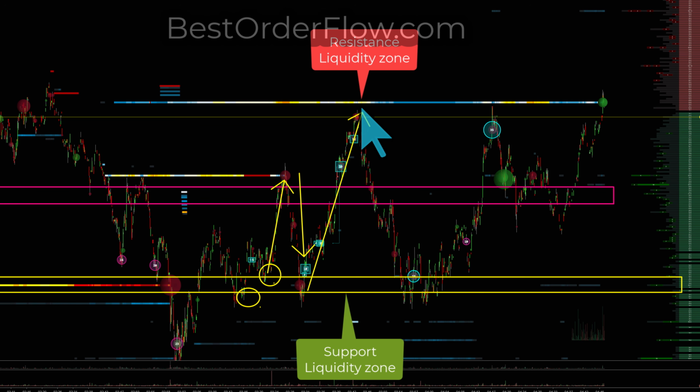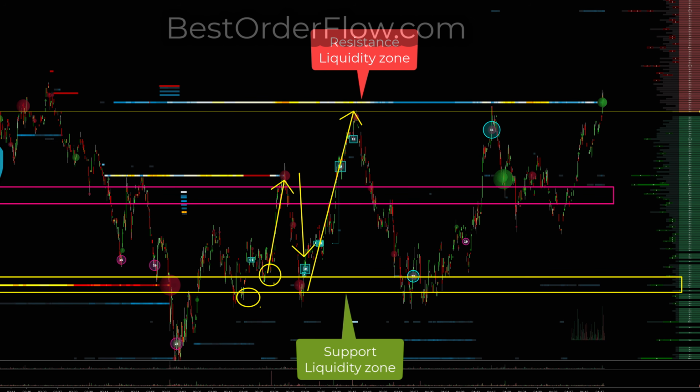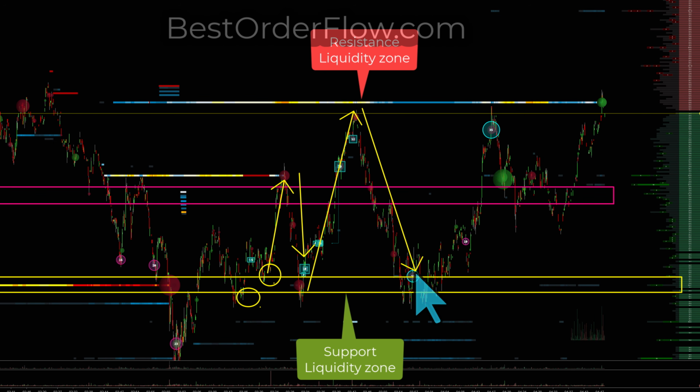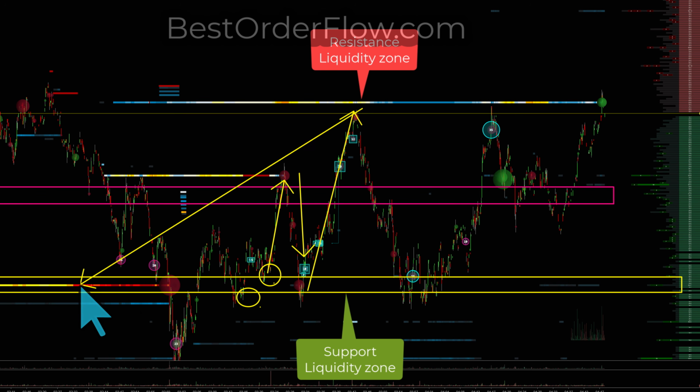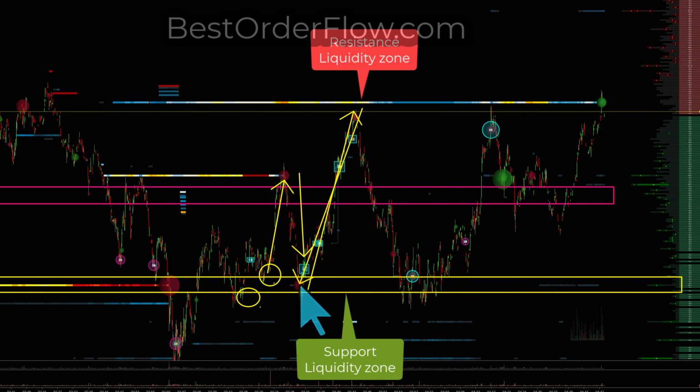Now we went to that liquidity. Then obviously we bounced from that liquidity again. Where did we bounce to? We bounced to the same zone. So that is a one-time bounce, second time bounce, boom.